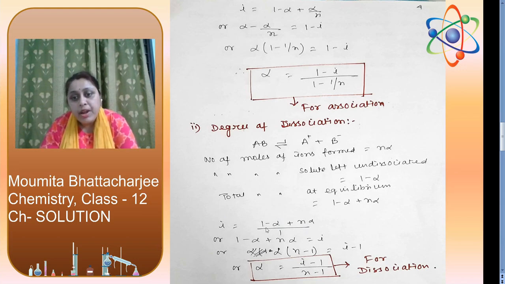i will become (1 minus alpha plus n alpha) divided by 1. So we will get i equals 1 minus alpha plus n alpha. Taking alpha as common, i minus 1 equals alpha times (n minus 1). Alpha equals (i minus 1) divided by (n minus 1). This is the derived equation to find the degree of dissociation. For dissociation, to find the degree of dissociation alpha, we will take this formula.